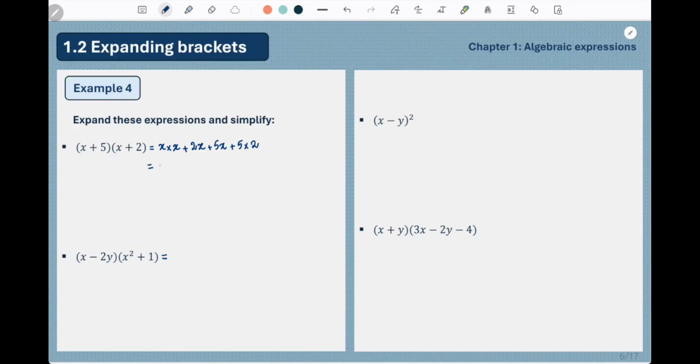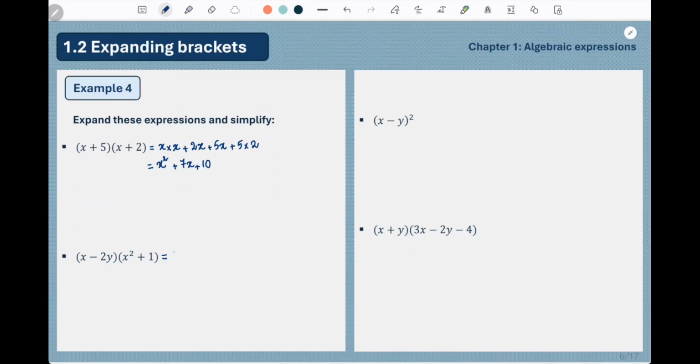Now that I've expanded, I'm going to simplify. That is x squared, because these two share the same term x, so we can add the numbers together and we're going to get 7x. And 5 times 2 is simply 10. Now I'm done with this one, right? So I'll move on to the next one.